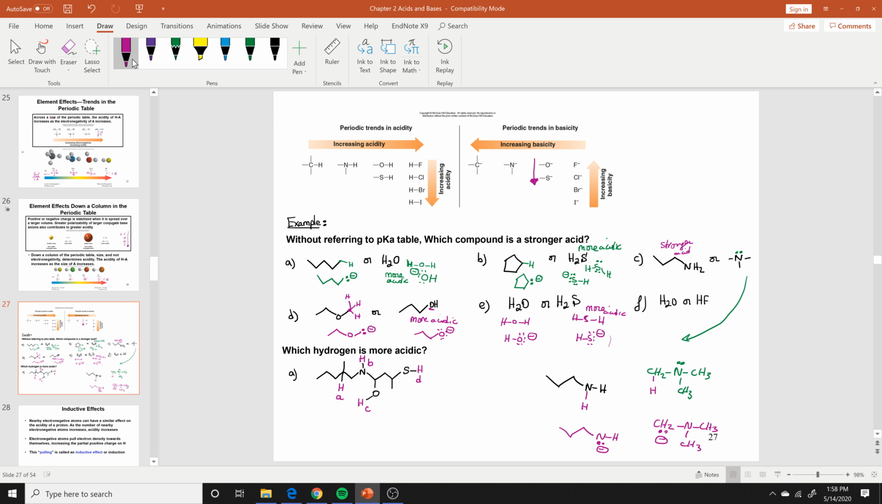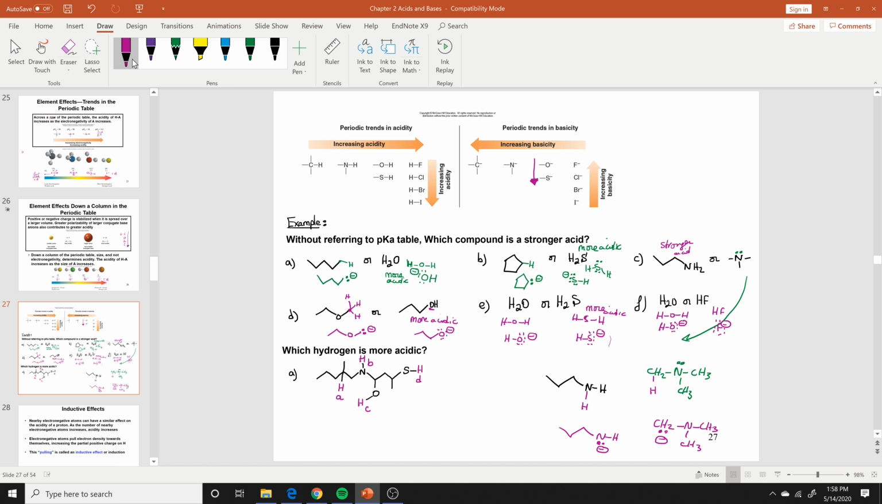Water and HF. So this is going to be my water, this is going to be my HF. Change this into a conjugate base, F minus. Change this into a conjugate base, HO negative. See, the negative charge is on the oxygen and the fluorine. Oxygen and fluorine belong to the same period, so I have to apply the rule of electronegativity.